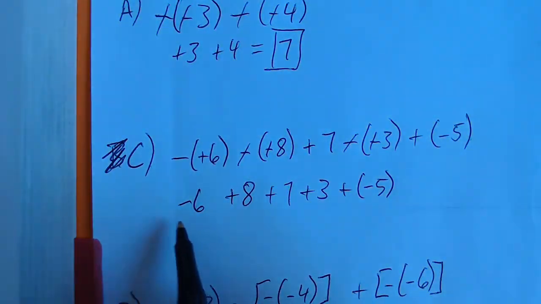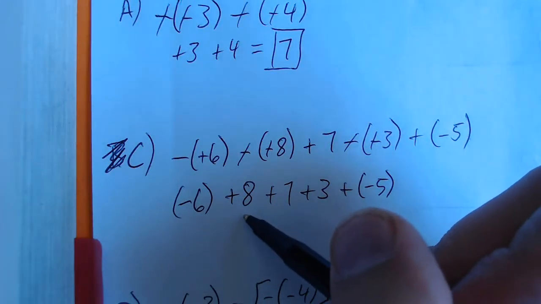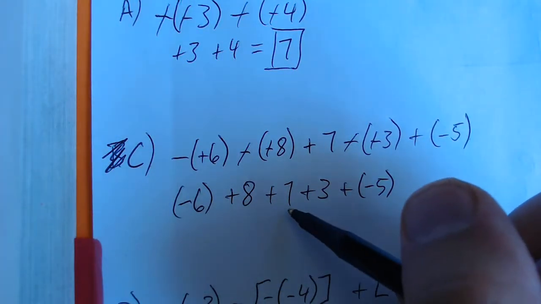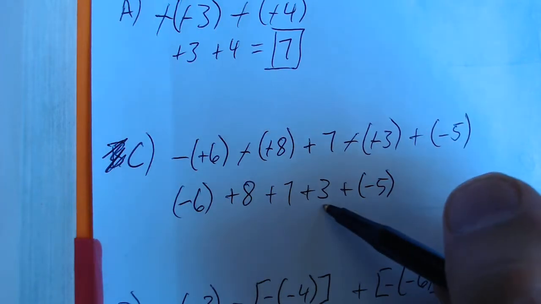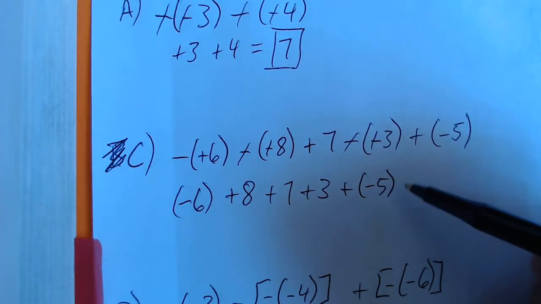So from here we have negative 6 plus 8, which gives us positive 2. Positive 2 plus 7 gives us 9. 9 plus 3 gives us 12. And 12 plus negative 5 gives us 7.